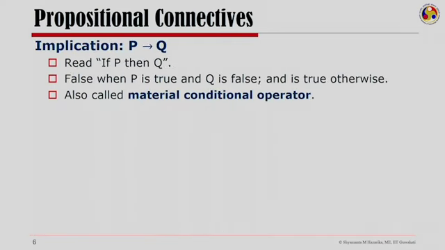We will now look at the propositional connective of implication and thereafter the propositional connective of biconditional. But we will again focus on these connectives in detail in the course of our discussion. So, let us look at implication. If P then Q, this is false when P is true and Q is false and is true otherwise. Implication is also called material conditional operator.